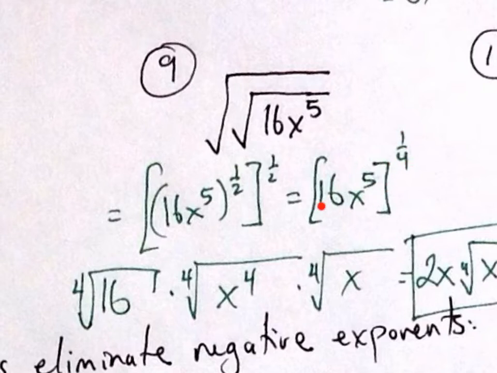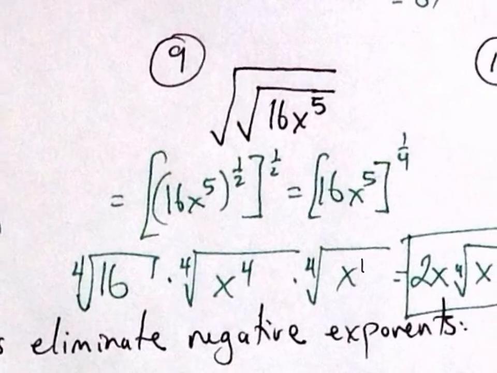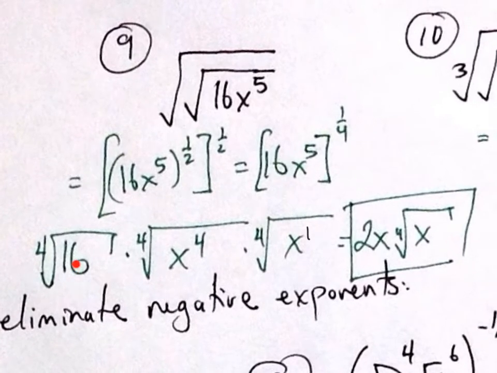So like we did in the previous page, we're going to break this down where we have the number to the 1/4, and then this x to the 5th, I'm splitting up as x to the 4th times x to the 1st, because x to the 4th is a perfect fourth root. So the fourth root of 16, 2 times 2 times 2 times 2 is 16, so that's 2. Fourth root of x to the 4th is x, and the fourth root of x is fourth root of x, and that stays under the radical sign.